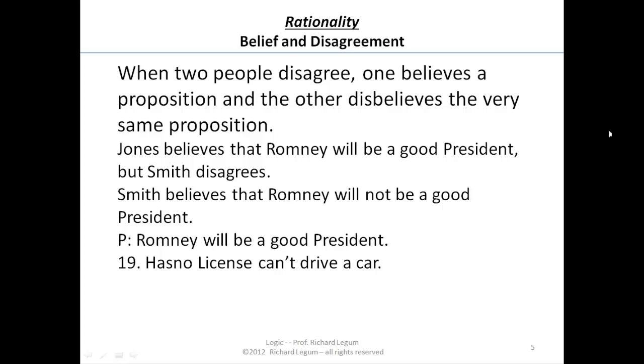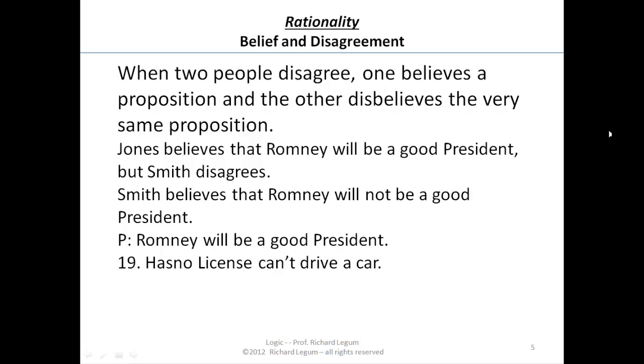Now, sometimes there's an ambiguity about whether there's a disagreement or not. Feldman gives us the example in number 19. Father and son are talking, and they're talking about the son's friend, Has No License. You're wondering, what kind of name is Has No License? Well, think about it. Has no license, can drive. Has no license, can't drive. And the father says, "Has no license can't drive." And the son says, "No, Has no license can drive."